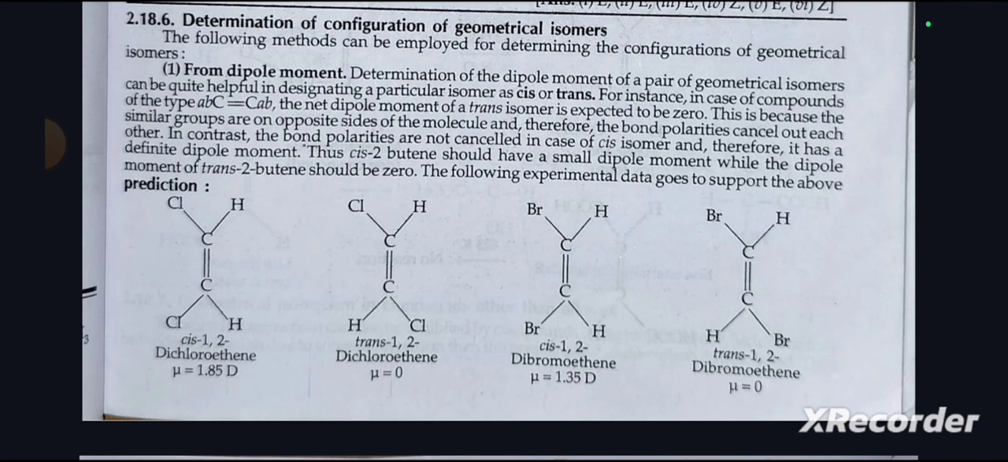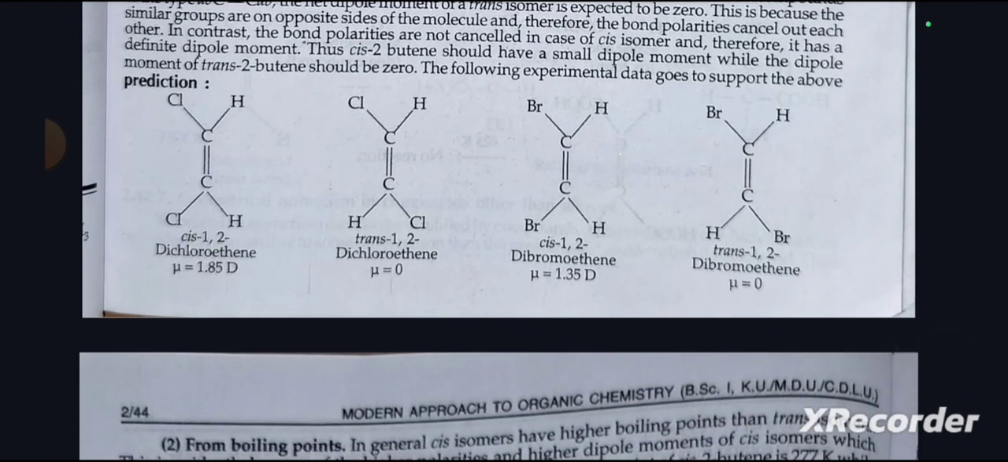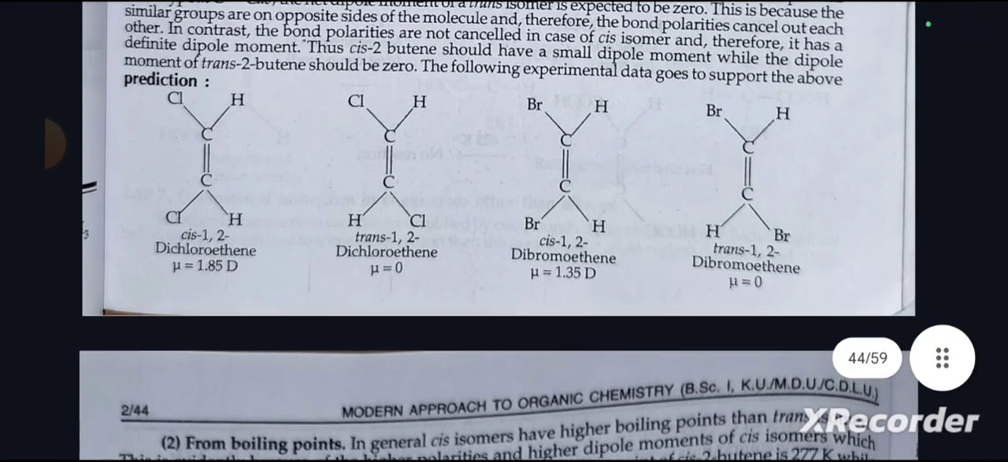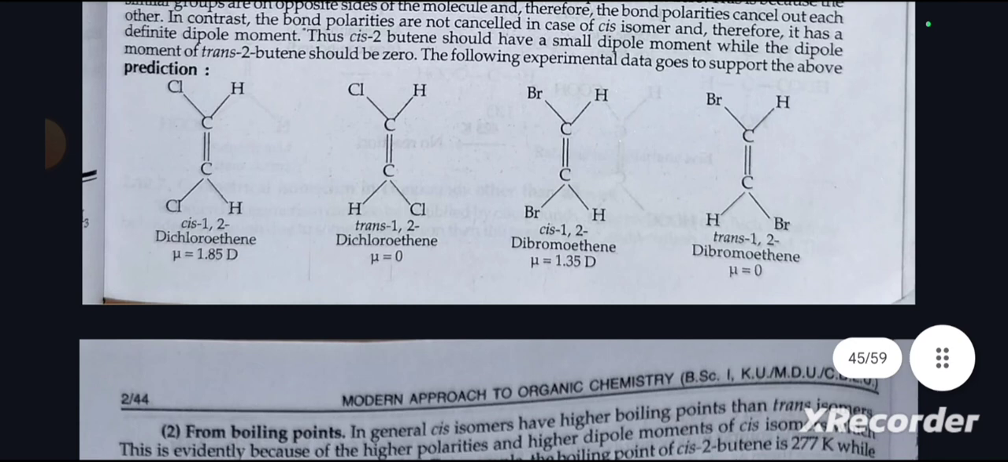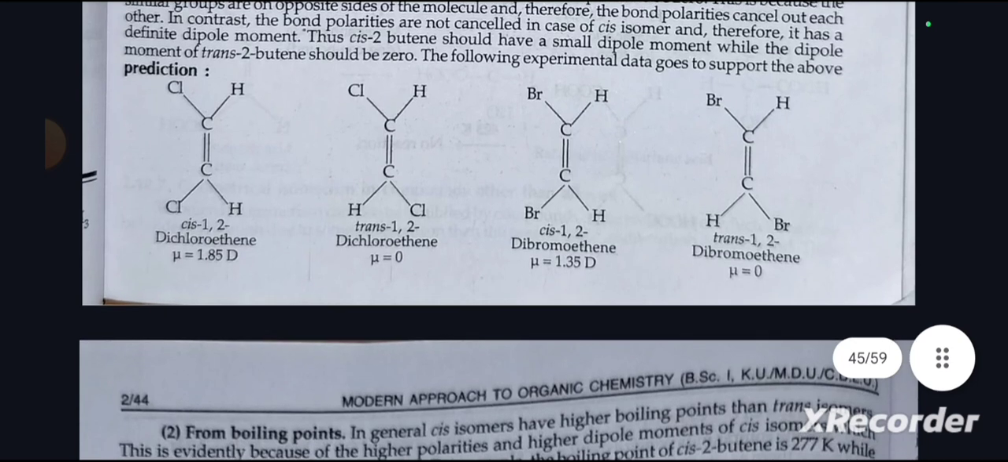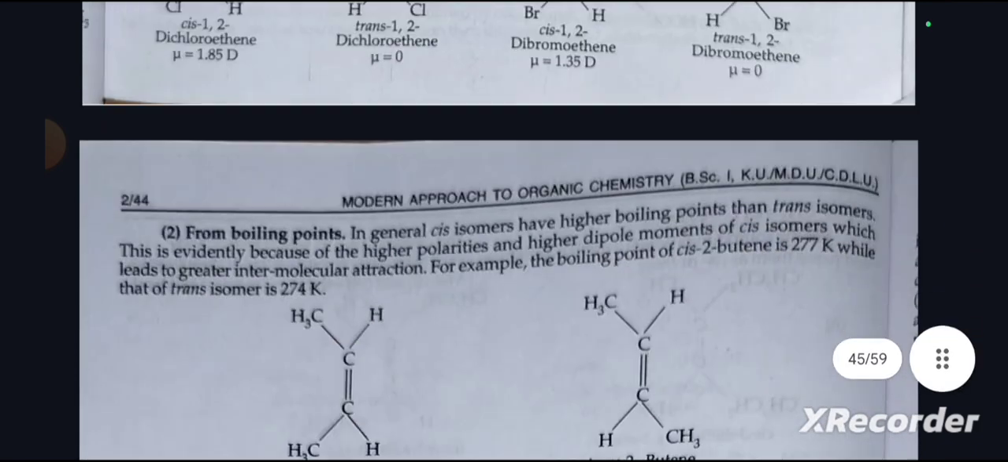The following experimental data supports the above prediction. CHCl=CHCl, cis-1,2-dichloroethene, dipole moment is 1.85 D. CHCl=CHCl, trans-1,2-dichloroethene, dipole moment is 0. BrCH=CHBr, cis-1,2-dibromoethene, dipole moment 1.35 D. BrCH=CHBr, trans-1,2-dibromoethene, dipole moment is 0.